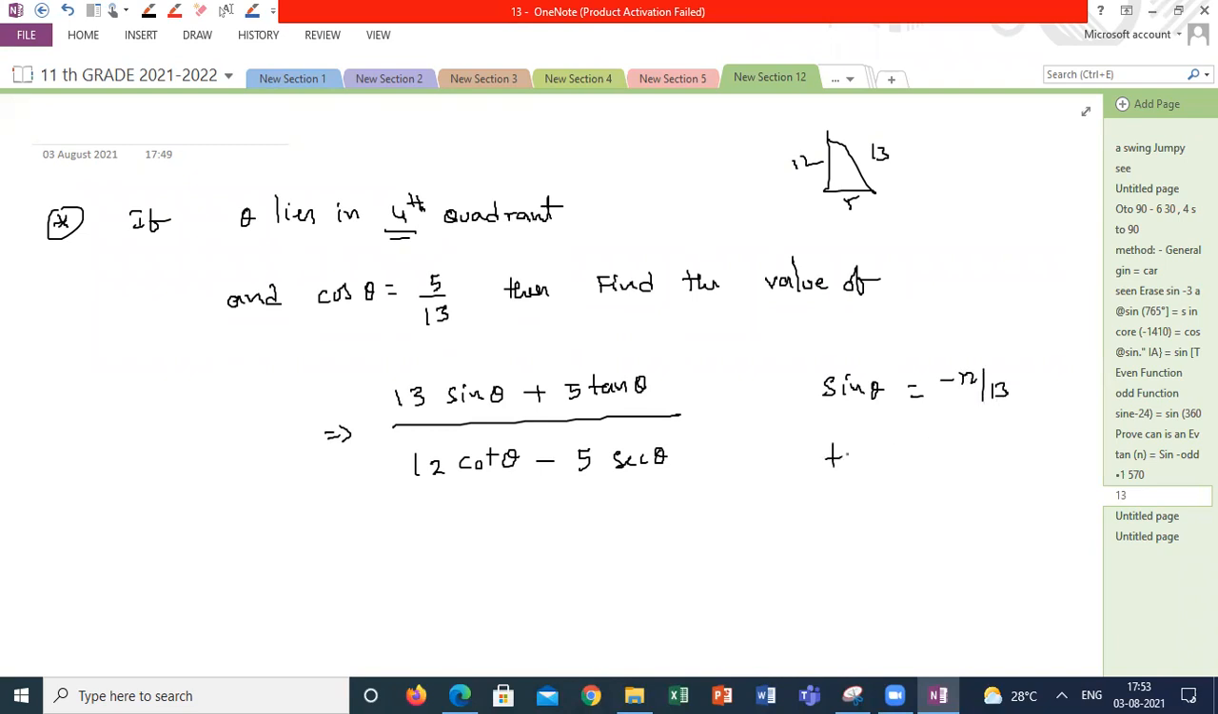So from here, tan theta is equal to how much? Minus 12 by 5. Cot theta is equal to minus 5 by 12. Secant theta is equal to 13 by 5. Cosecant theta is equal to minus 13 by 12. Substitute all the values and let me know.